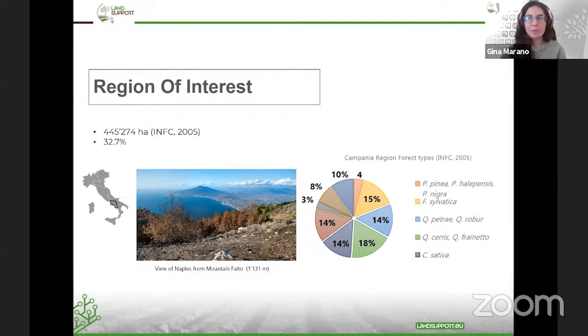So why Campania region? Because many people might think, especially in Italy, okay, there are not so many forests out there, but instead nearly 33% of the territory, I know that these are quite old data, but the 2015 inventory data have been released some weeks ago. This should be a bit updated, so the number might be a bit higher. But roughly 34% of the territory is covered by forests in Campania region.